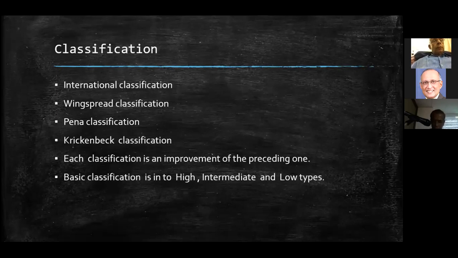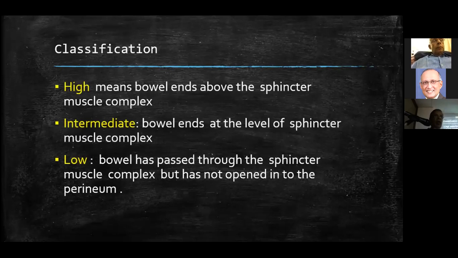And the principle is, when the bowel ends above the anorectal sphincter muscle complex, it is called a high anomaly. So it has not touched.